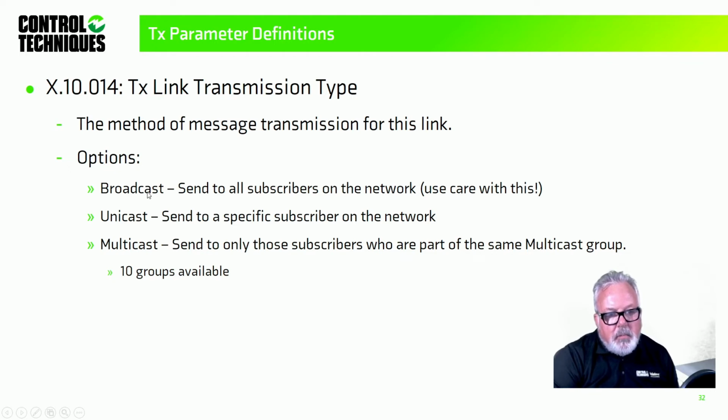If you only want to send the message to one member of the network, we'll use unicast then. And finally, multicast. Our Ethernet switch, our factory fit Ethernet, supports multicast groups. There are 10 groups available. So with multicast, you can send that packet to only the subscribers who are part of the same multicast group. And again, we have 10 groups available.